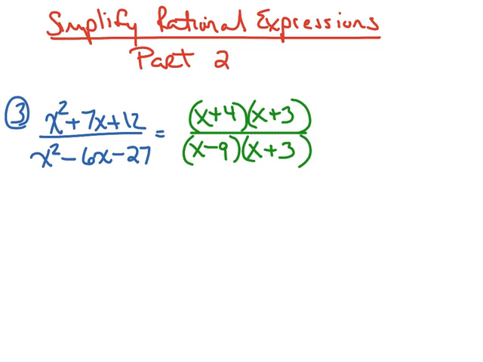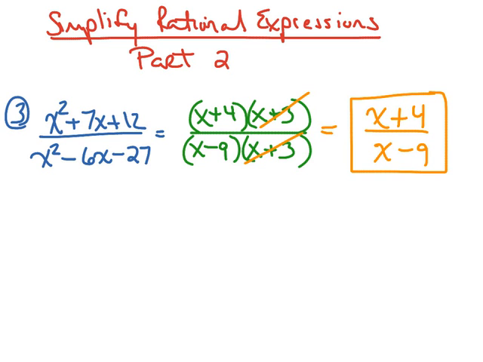Now I can come over and cancel out common factors. I can cancel out my x plus 3's, and I'm left with an x plus 4 for my numerator and an x minus 9 for my denominator. Therefore, this is my final answer.